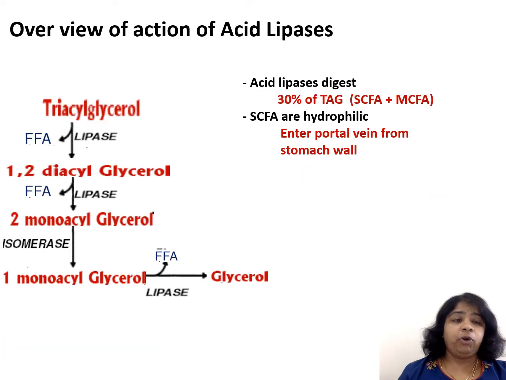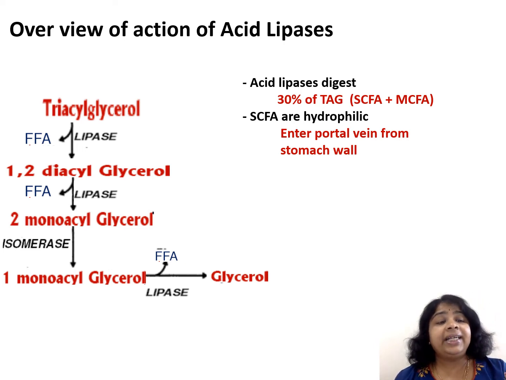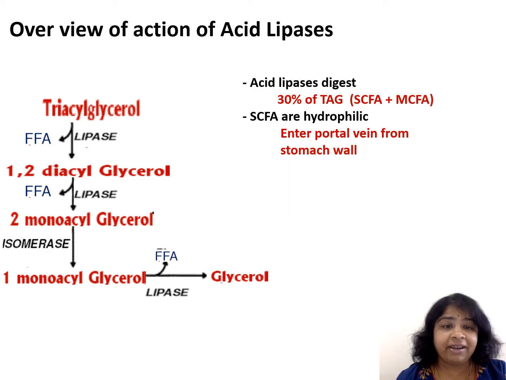So coming to an overview, by the action of lipase, triacylglycerol is converted to 1,2-diacylglycerol, which is further acted upon by lipase to form 2-monoacylglycerol, and then an isomerase which converts 2-monoacyl to 1-monoacylglycerol, and finally by action of lipase, glycerol is released and another free fatty acid.